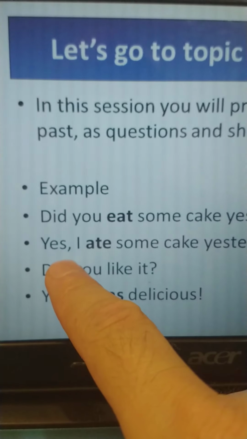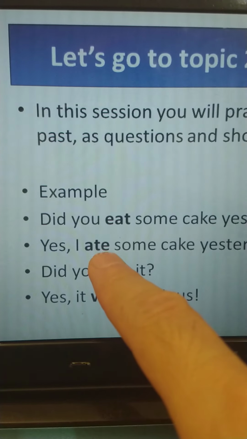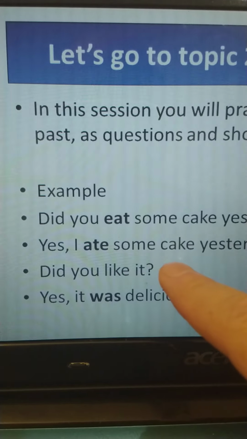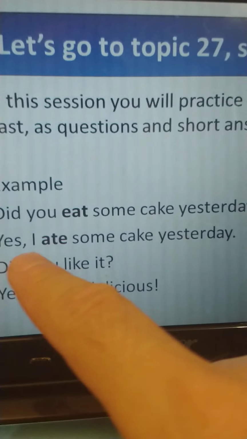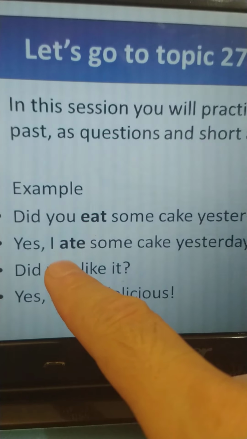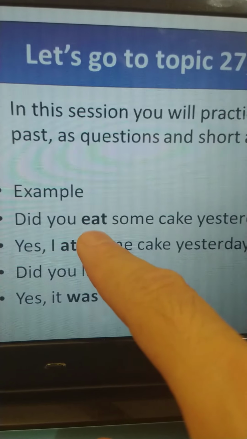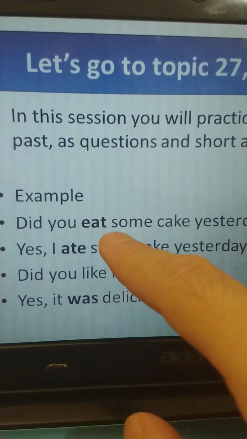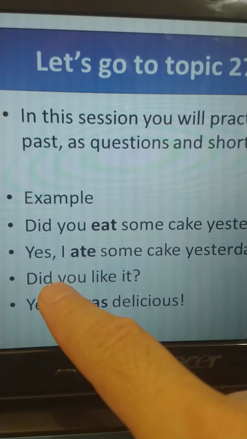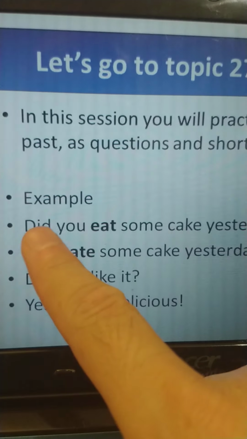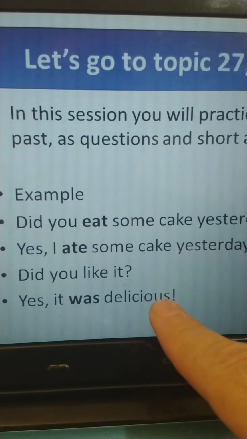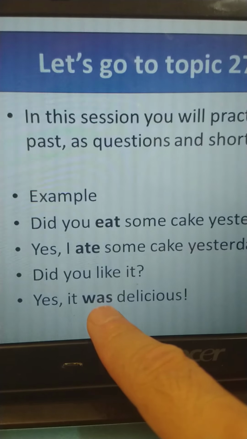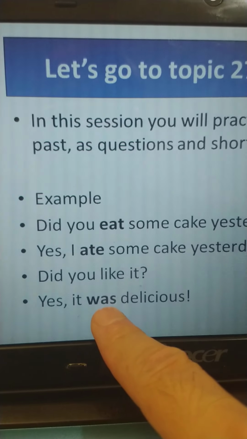Now, I am answering yes, I ate. I am using the verb eat in past. I ate some cake yesterday because in this sentence, the only verb I am using is eat, but in past, because the question was for an action that already happened. Did you like it? The verb to do again in past. Did you like it? Yes. It was delicious. Was is the past version of the verb to be.